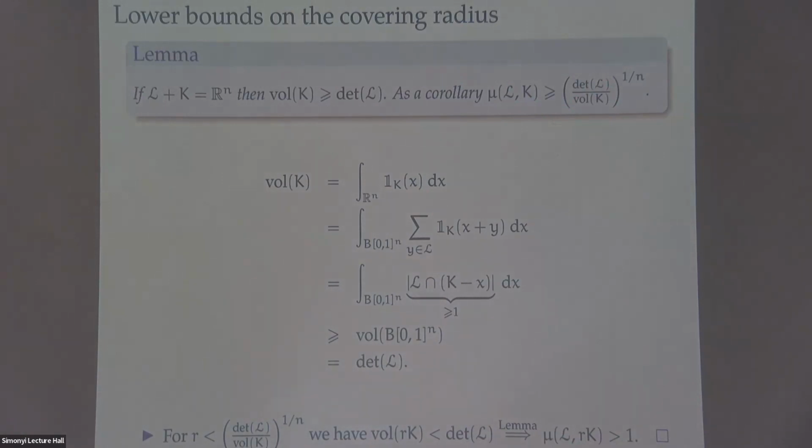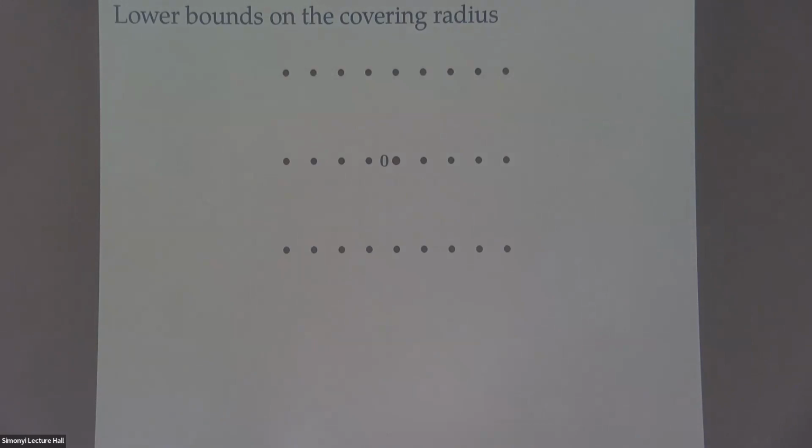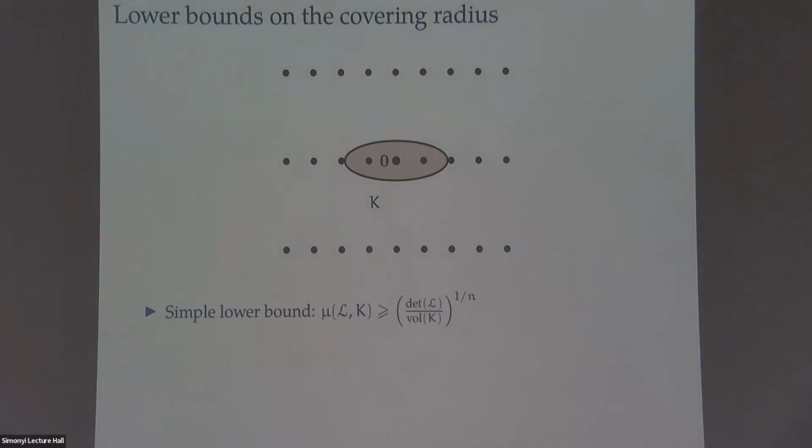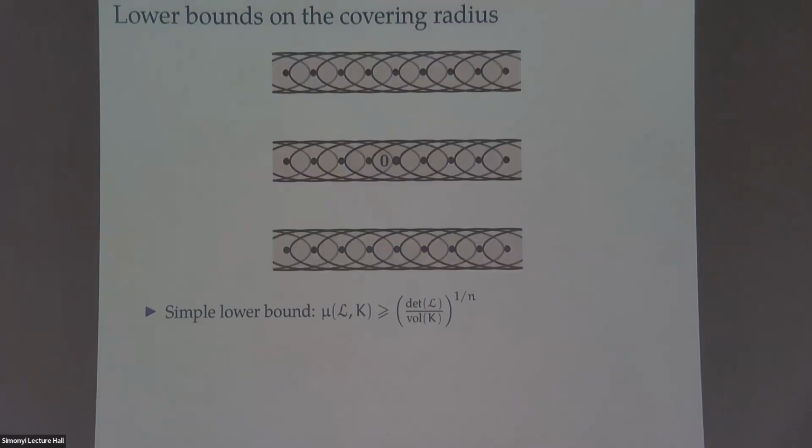So if this slide was a little confusing, let me show you a picture. Here's a lattice. I have some bases, B1, B2. The determinant is just the area of this parallelepiped. And I have some convex body K. This is an ellipsoid. And maybe I want to put copies of my ellipsoid over everything in the lattice.